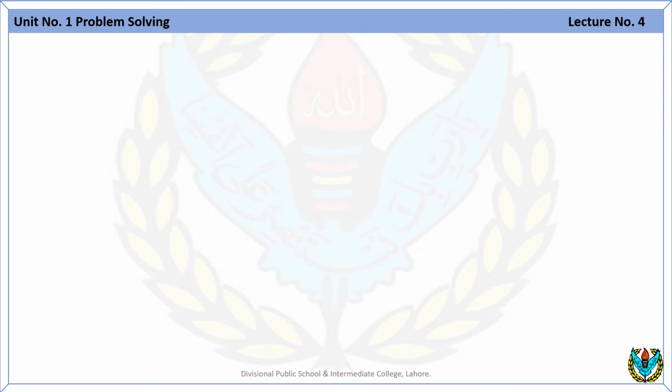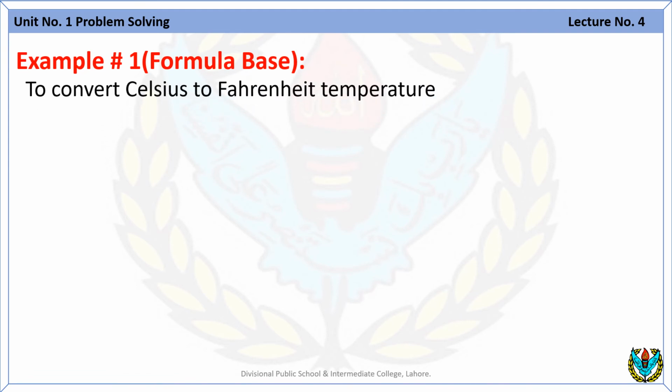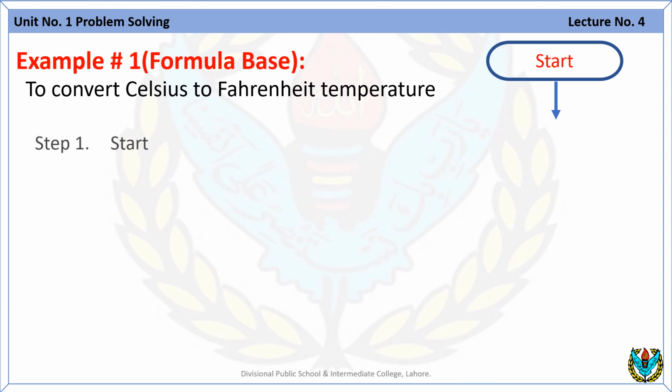For easy learning, we will take the same example as we use for flowchart. Our first example is algorithm about formula-based problem. Now let's write algorithm and try to write it with the help of flowchart. So flowchart will also appear as helping tool. Our first step will always be start.